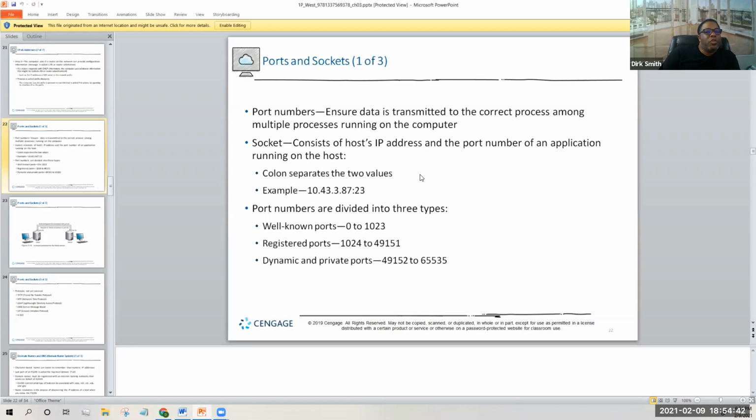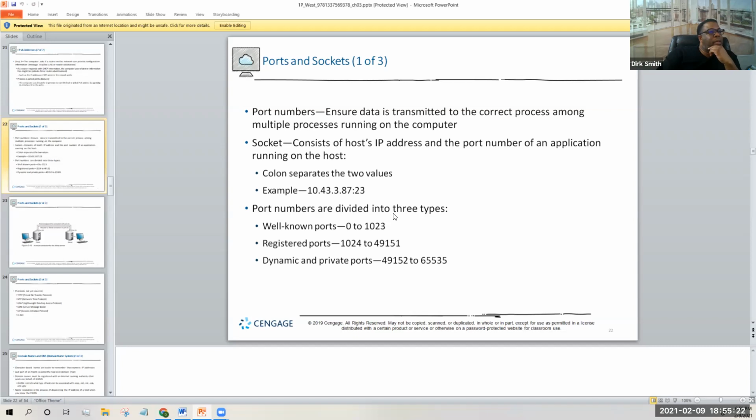Computers, although they have an IP address, also have to communicate on a specific port number. That ensures data is transmitted to the correct process among multiple processes running on the computer. And then you also have sockets, which consist of the IP host address and the port number of an application. An example of this is how it was written. This is the IP address in the front, then you have the colon, and it's separated by, I guess, port 23, right here.